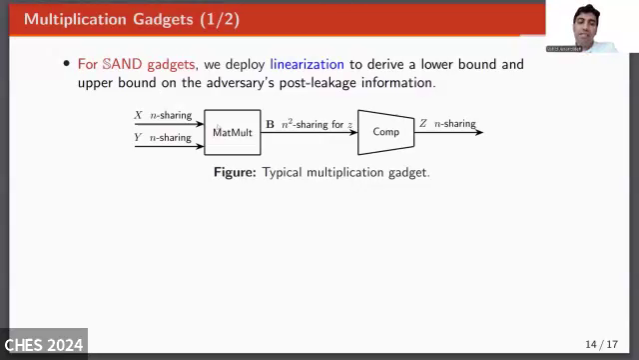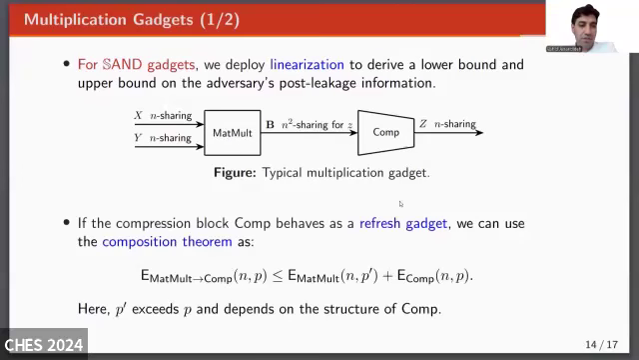A typical multiplication gadget can be decomposed into MathMult and compression. I mean, if n-share inputs are coming in, MathMult will multiply them share by share, and this will be an n² sharing for z. And then we need a compression algorithm to make it an n-sharing. We will use a linearization approach to derive a lower bound and upper bound on the adversary's post-leakage information.